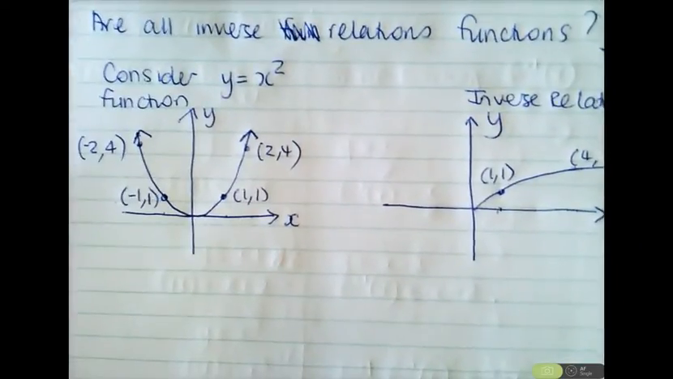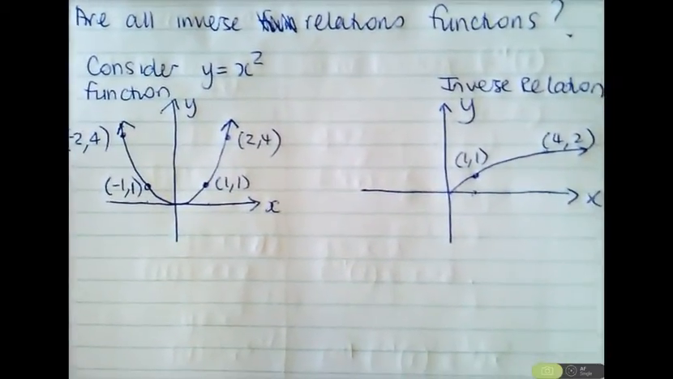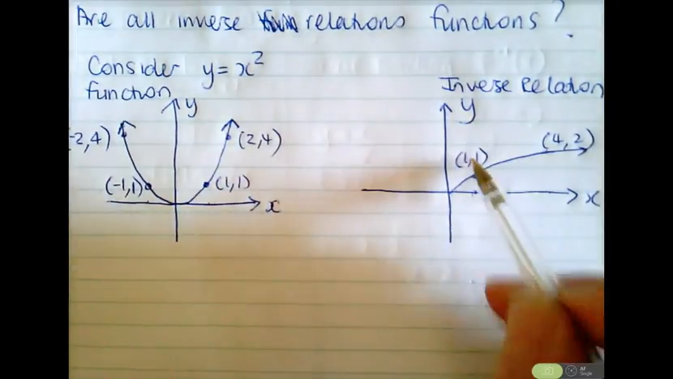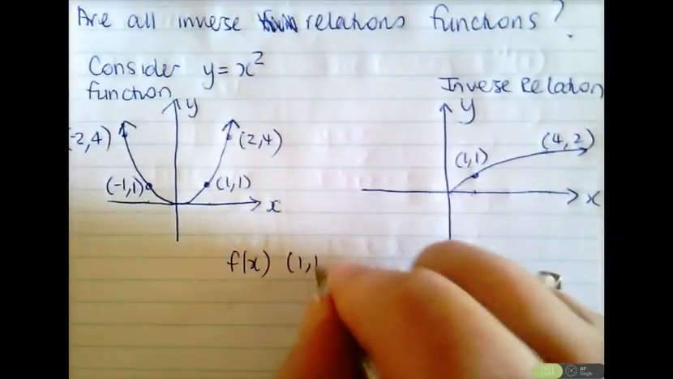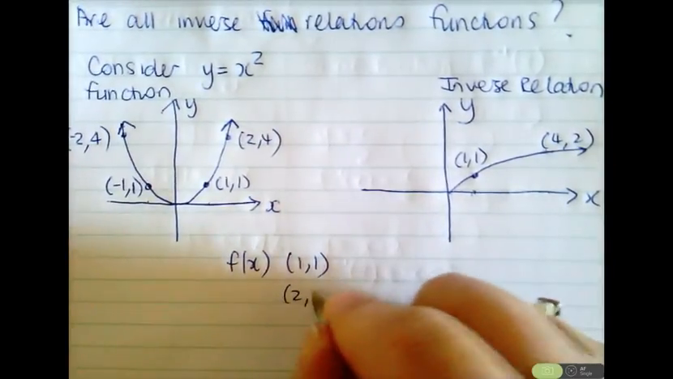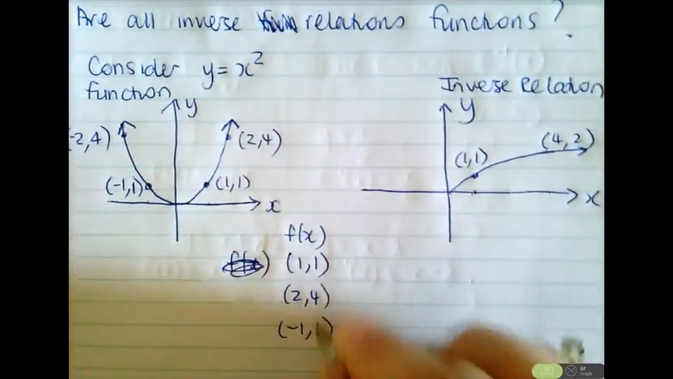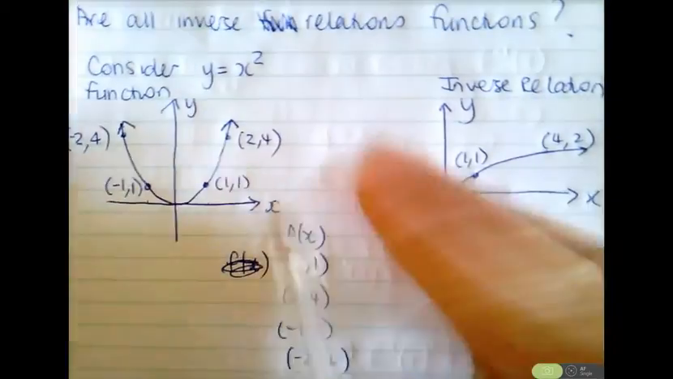Now, what happens to (-1, 1)? This one's for you, Georgia. So (1, 1) becomes (1, 1), (2, 4). So here's my original function. I've got (1, 1). I've got (2, 4). I've got (-1, 1). This is what you were asking before. And (-2, 4).